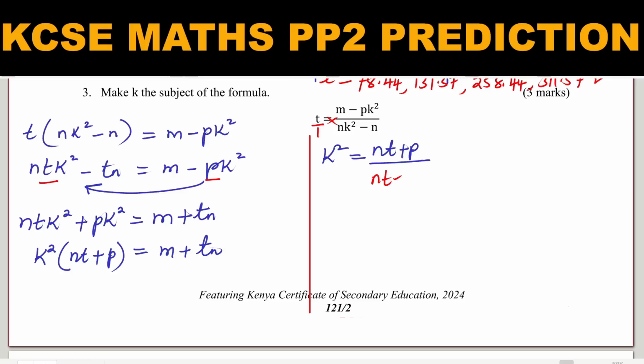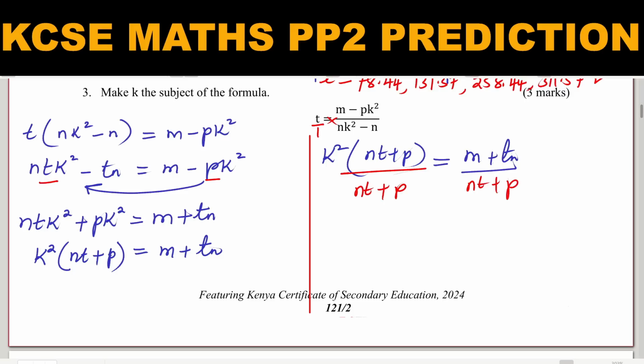But let me first work it out like this. So I have k squared times nt plus p, and I divide this by nt plus p, is equal to m plus tn. I also divide this one by nt plus p. By doing so, I will have k squared given by m plus tn divided by nt plus p.